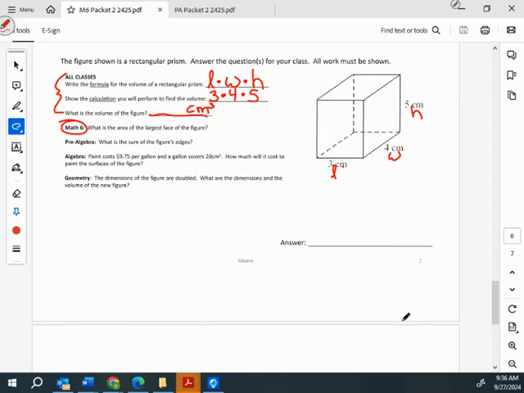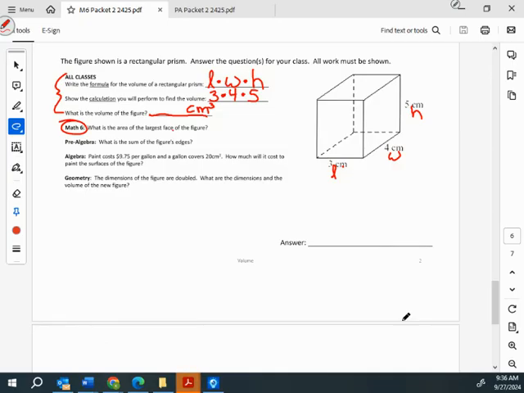Then my question is, what is the sum of the figure's edges? Nope, sorry, that was pre-algebra. Math 6 is, what is the area of the largest face of the figure? Who remembers what the face is? That was on our last packet. What is the face? Maddie?